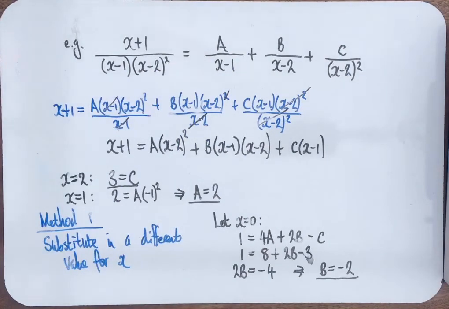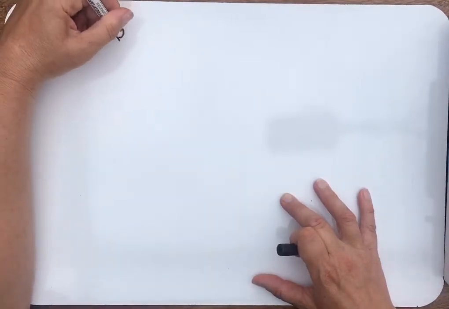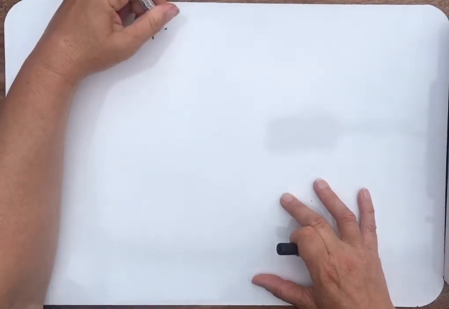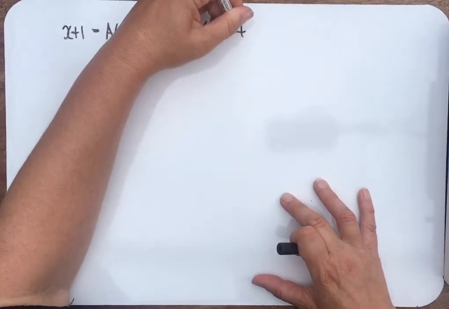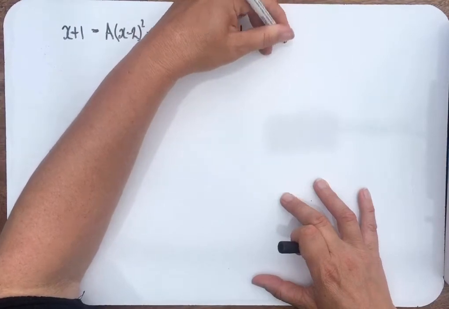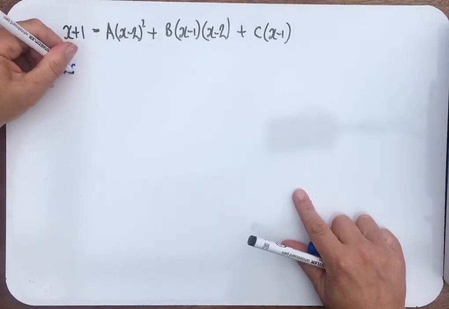That's your first method. I would stick with that method unless you're quite comfortable with method 2. Method 2 is just a little bit more sophisticated. So for method 2, let's make sure I haven't lost you. If I take it back to this line here, and this is called equating coefficients, which we will do a little bit more on as the course progresses. But we can equate coefficients.